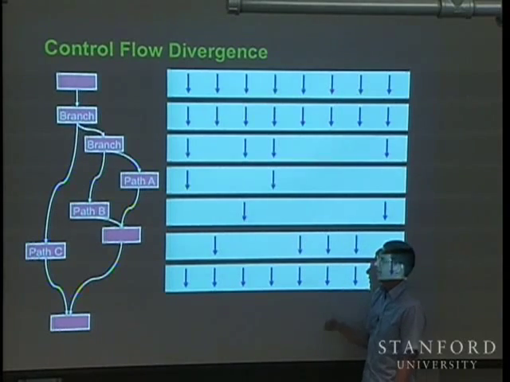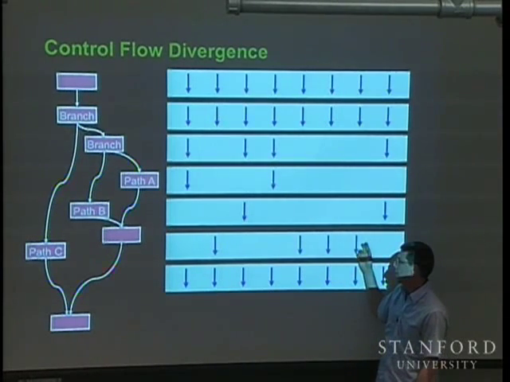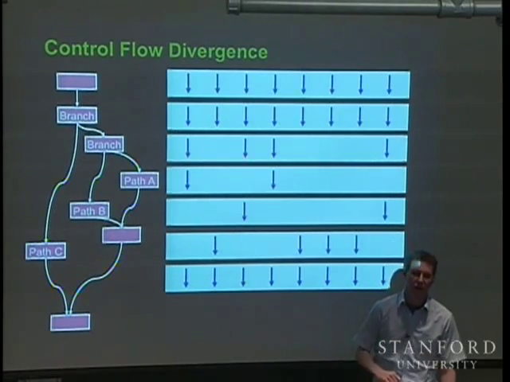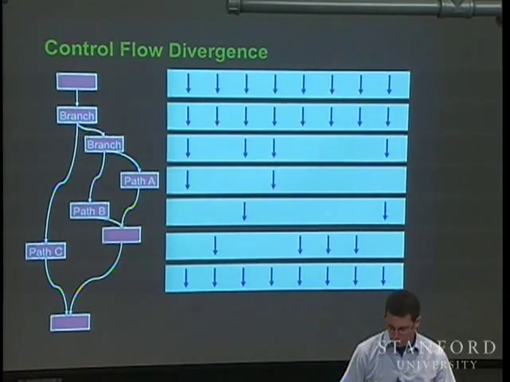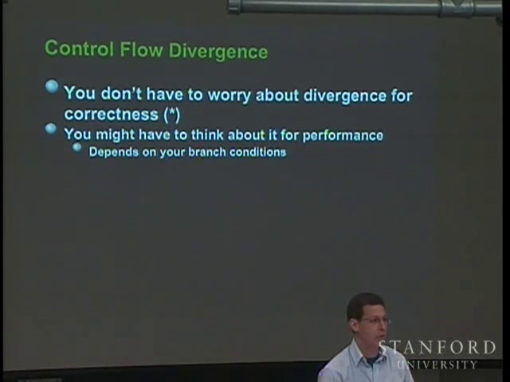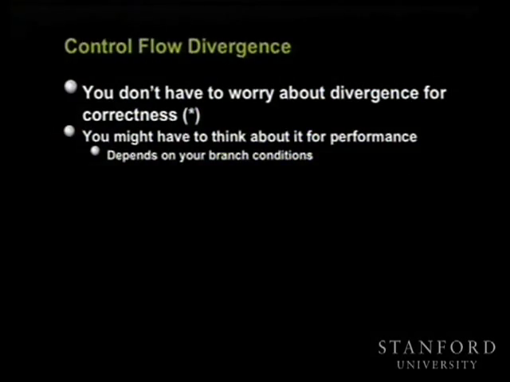So it always takes care of that, and it just reactivates all the threads when they're all done with the whole if-then-else statement. So overall, you don't have to worry about thread divergence or control flow divergence for correctness. You just have to think about it a little bit for particular cases, and I'll explain when, for performance.